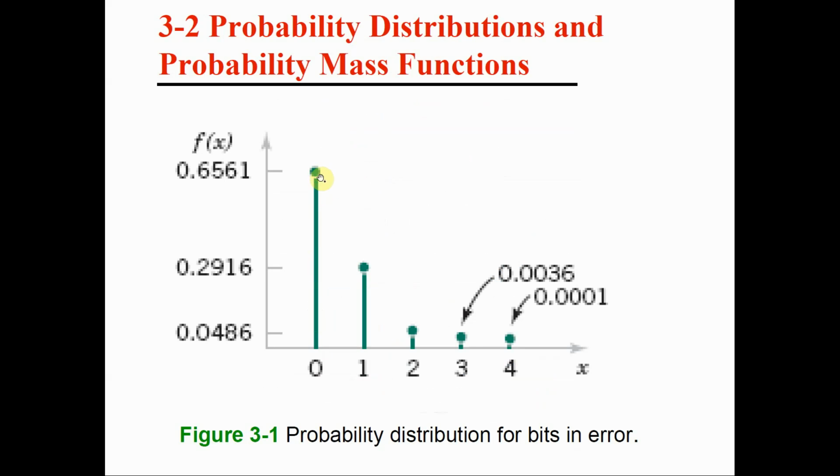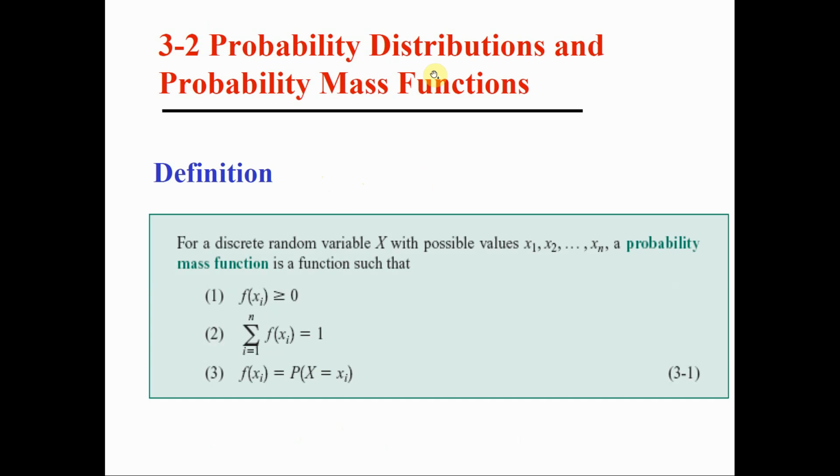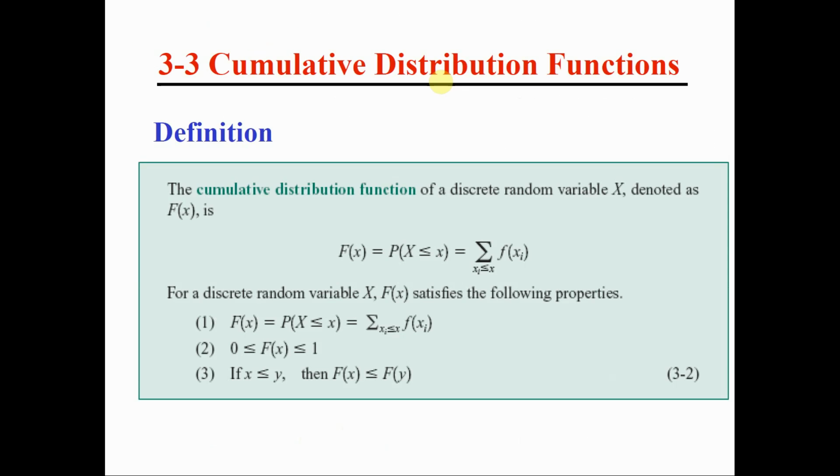So what you see here, this function is called the probability mass function. It's a function that we can also draw, and it represents the different probabilities of the different values of a discrete random variable. Each value has a probability, and these probabilities together, we can think of them as a function, which we call the probability mass function. So we talked about that in the previous lecture.